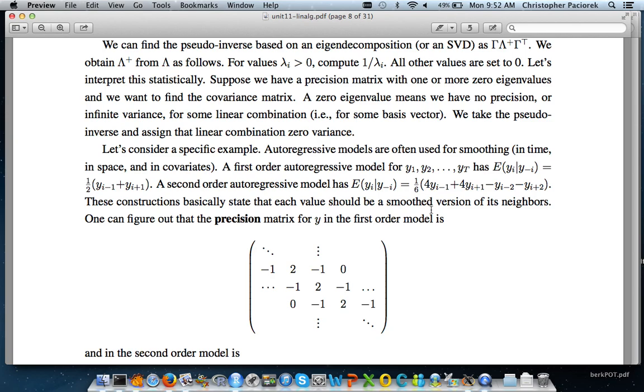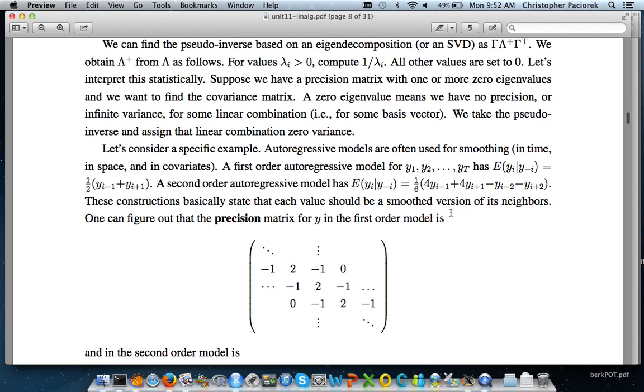You can sort of see that it would do some smoothing because I'm basically saying any value is going to be the average of the two neighbors. A second order autoregressive model has that the expected value of yi given all of the other y's is a different kind of averaging where I take 4 times the nearest neighbors and then I take -1 times the second nearest neighbors. So that does a little bit more smoothing because it's spreading the smoothing out over more of the neighbors.